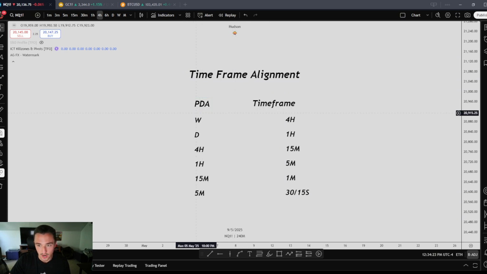So the time frame alignment is right here. I have PD arrays and the time frame that you want to align yourself with after a PD array is hit. For the examples, we will just go straight down from weekly. If we hit a weekly PD array, a 4-hour time frame; daily PD array, a 1-hour time frame; 4-hour PD array, 15-minute time frame; 1-hour PD array, 5-minute time frame; 15-minute PD array, 1-minute time frame; and then 5-minute, the 30-second or the 15-second time frame. Price is going to do the same thing as it would on the weekly, down to the 5-minute. It's all just about how you're reading the markets.